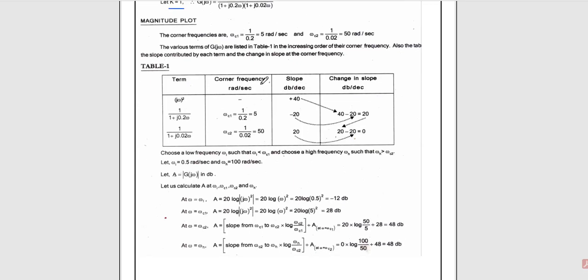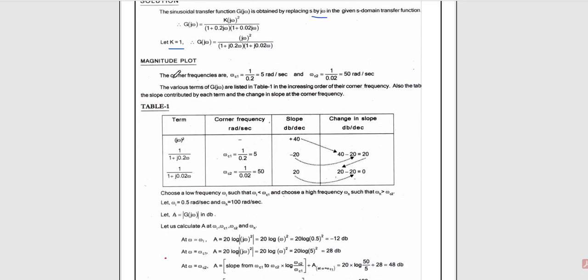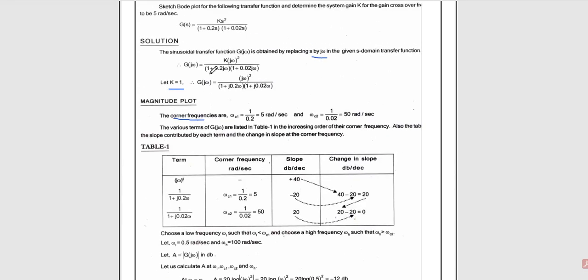Then we need to find out the corner frequencies. Corner frequency is nothing but wherever we get 1 plus sT terms, we have to find the corner frequency. Here you can see it is a 1 plus sT term, and here also a 1 plus sT term. These terms are called first order terms. For the first order terms we need to find the corner frequencies, and for second order terms also we need to find the corner frequency, but here we have only first order terms.